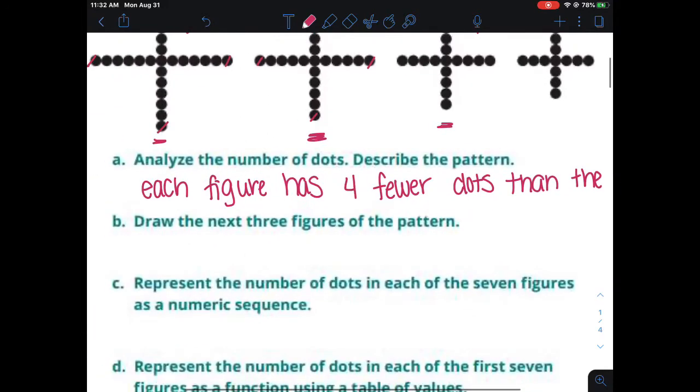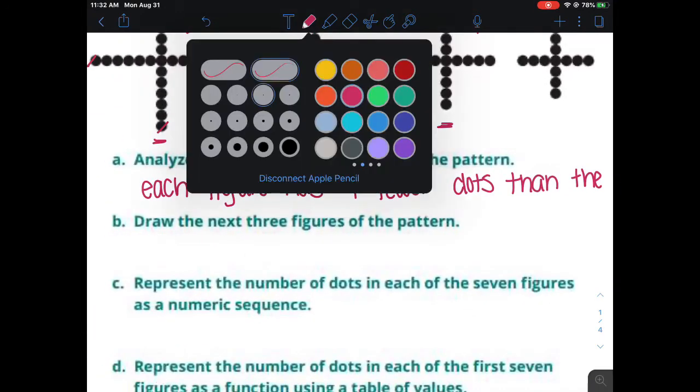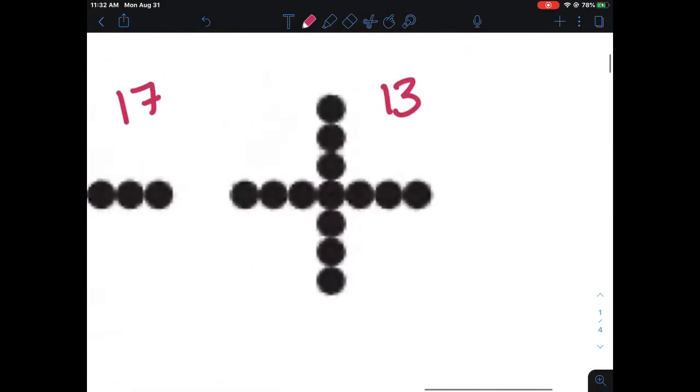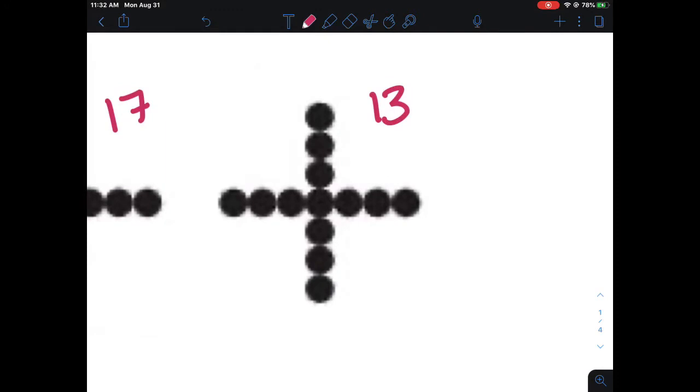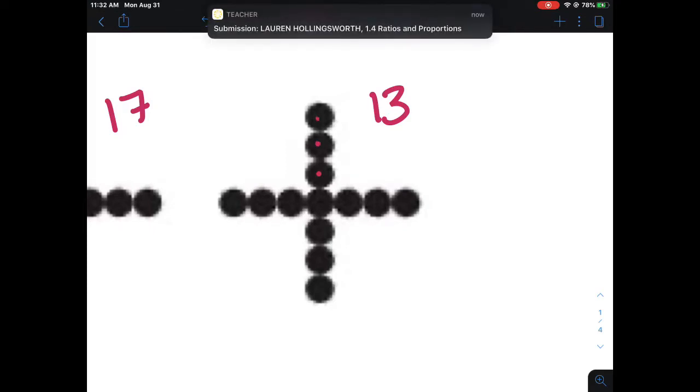Part B says draw the next 3 figures of the pattern. So this one had 13 dots, and we know that the pattern is each figure has 4 fewer dots than the one before it. So our next figure is going to have 9 dots. And it looks like I have 1, 2, 3 dots, 1, 2, 3 dots, 1, 2, 3 dots, 1, 2, 3 dots, and 1 in the middle.